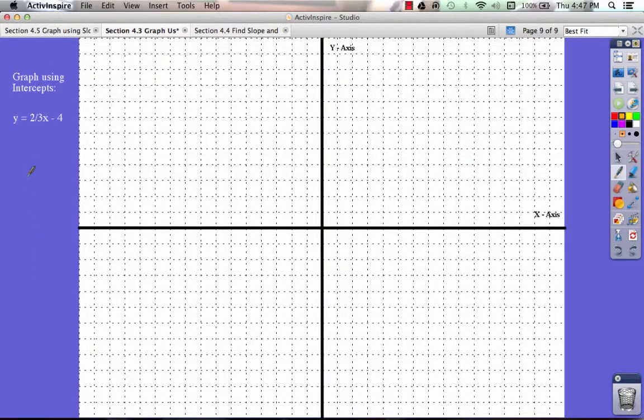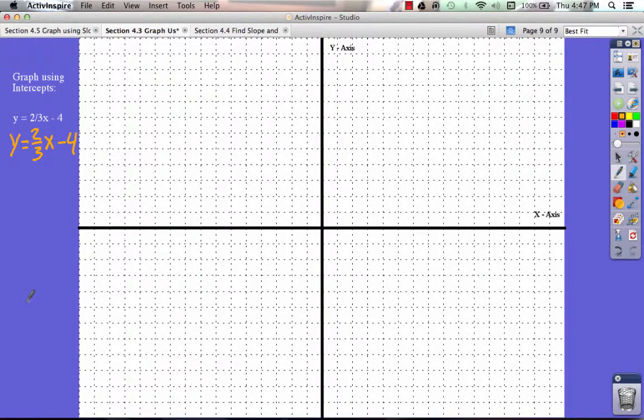Here's our third and final example. This one includes a fraction. So before you start, because I have this written with 2/3, I would rewrite this: y equals 2/3 x minus 4. Remember, 2/3 means 2 divided by 3, or 2 over 3 in fraction form.